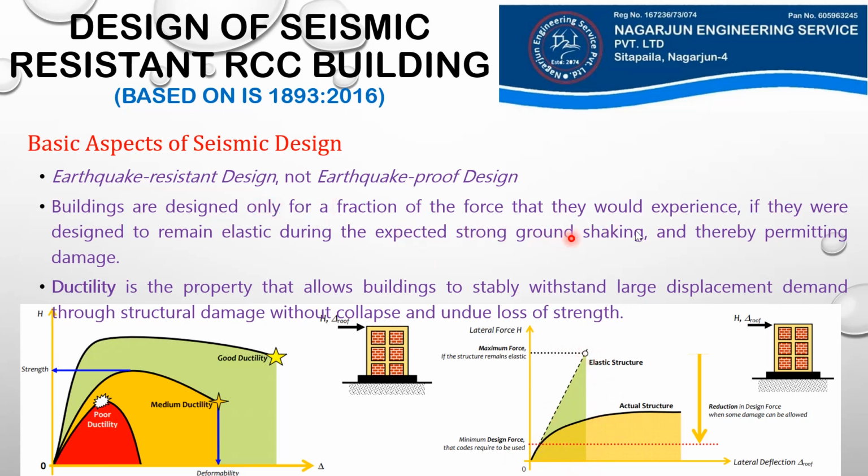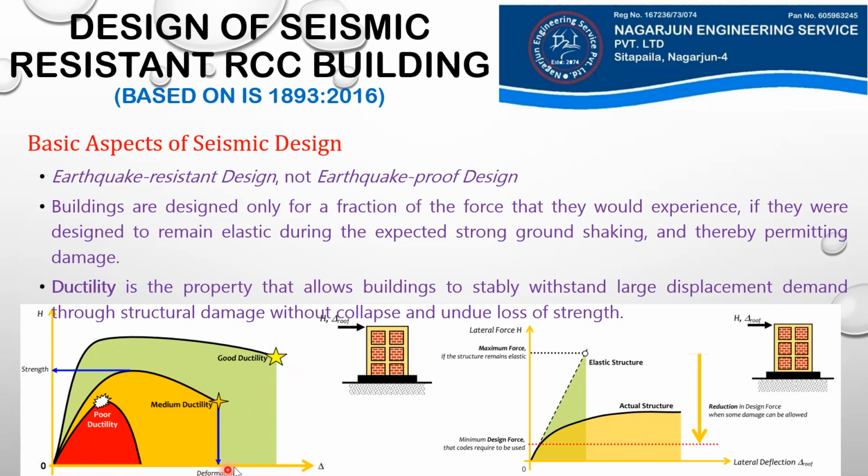So buildings are designed only for a fraction of the force that they would experience, because we permit damage in the building. And what is the property of the building that allows it to be damaged by dissipating the energy without actually collapsing? That is the ductility. Ductility is the property that allows buildings to stably withstand large displacement demand through structural damage without collapse and undue loss of strength. So we will be learning after designing a structure how to make it ductile, how to perform the ductile design of beams and columns, and what codes we should follow for ensuring ductility in the building.